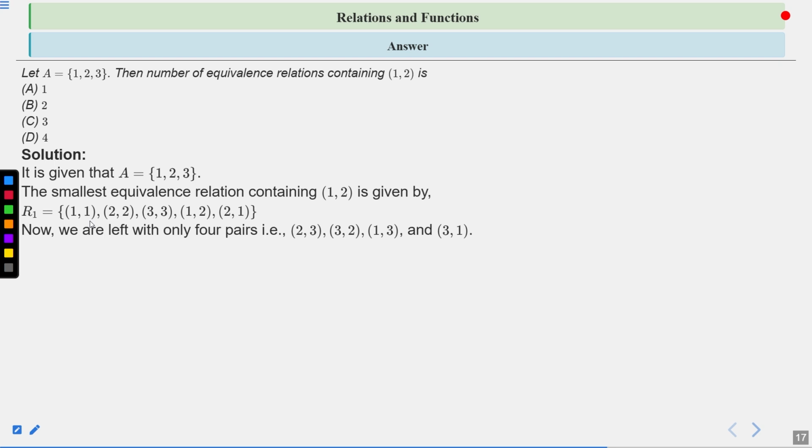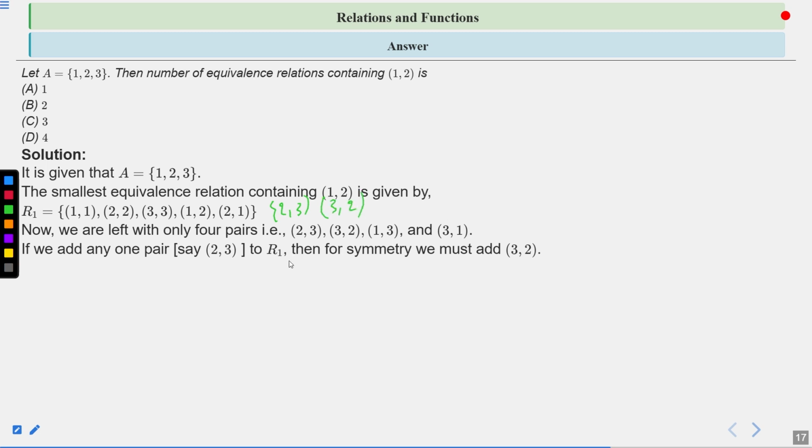Now, we are left with only 4 pairs, which are 2 3, 3 2, 1 3, and 3 1. If we add any one pair, suppose we add 2 3 to R1, then for the symmetricity, we must add 3 2 also.